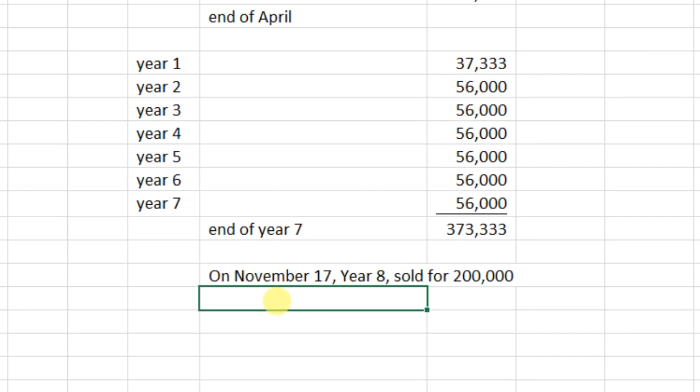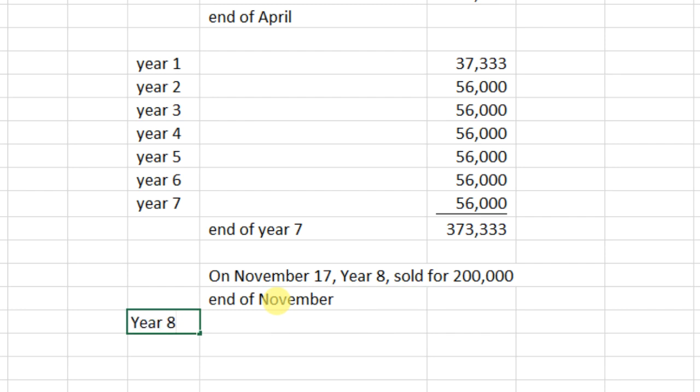Now, November 17 rounds to end of November. So when we go to do our year 8 depreciation, we're doing the calculation to the end of November, even though, of course, we're selling the machine on November 17. End of November, we're talking ownership during year 8. Sometimes students make a mistake and they say, oh, the difference to December is 1 month. Well, that's when you did not own it. You owned it from January 1, year 8 up to the end of November. So that's 11 months out of 12.